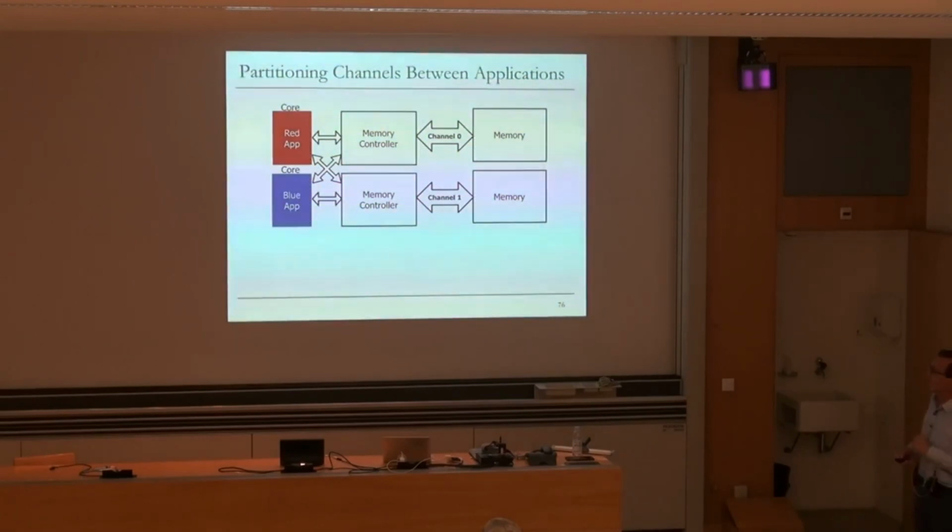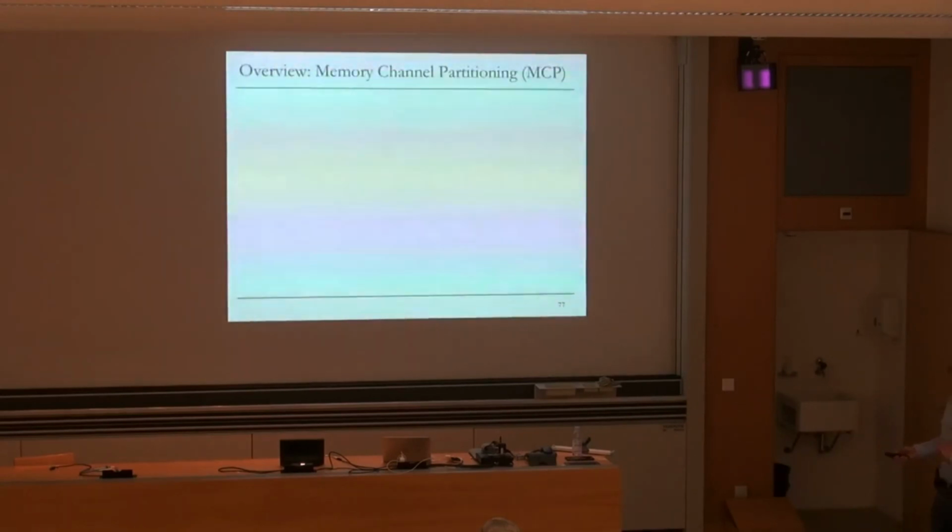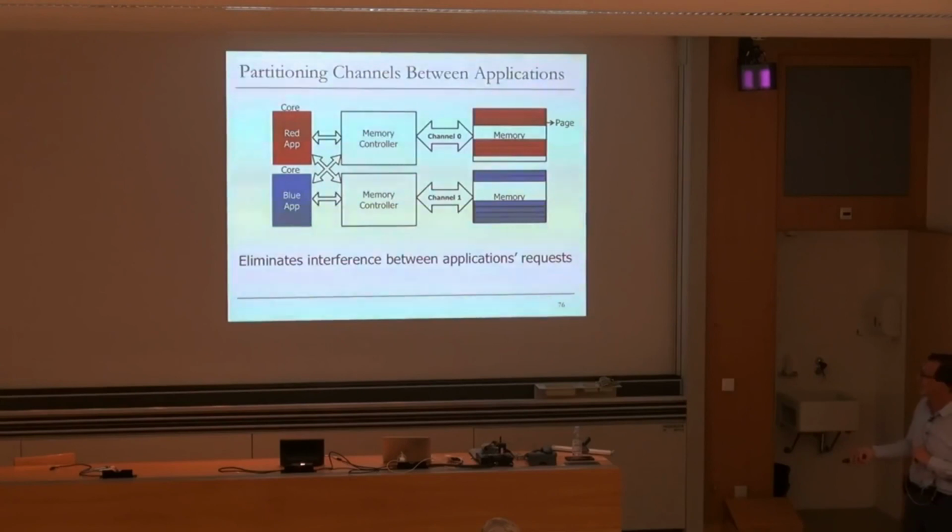But you could also control this mapping through the operating system and say red application maps to this channel only and blue application's data maps to this channel. Now you got rid of interference completely. You don't need a memory scheduler now to fix the interference. Of course, it's an ideal situation where you have two applications and two channels, right? So that's the key idea, basically. This eliminates interference between applications and requests.